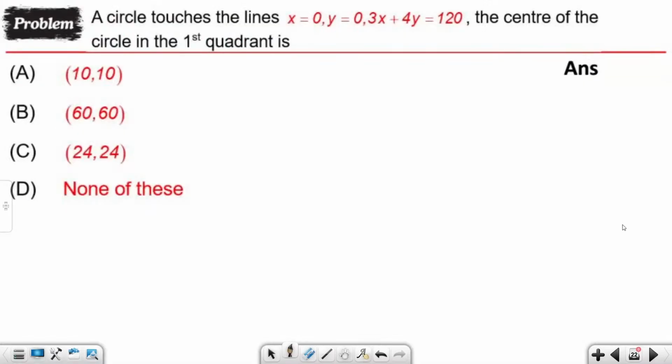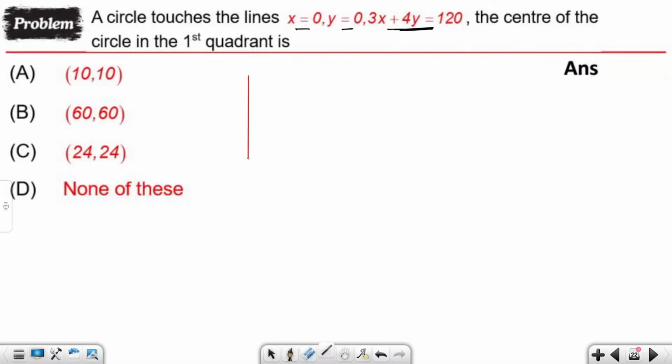The question is, a circle touches the line x equals 0 and y equals 0. X equals 0 is the y-axis and y equals 0 is the x-axis. And this is the equation of a straight line. The circle is touching both the x-axis, y-axis as well as this line. And the center is in the first quadrant.